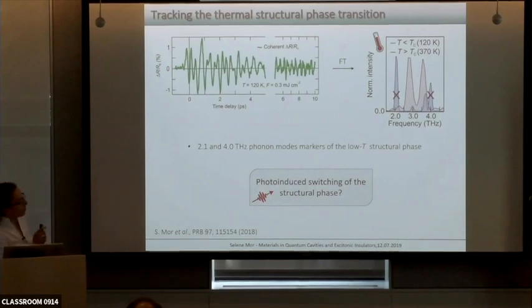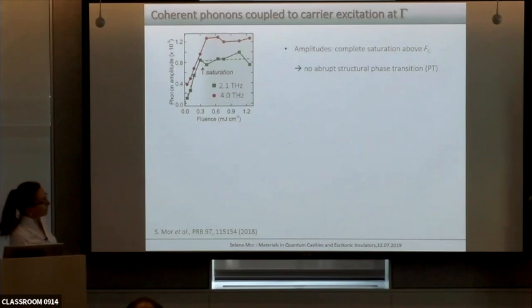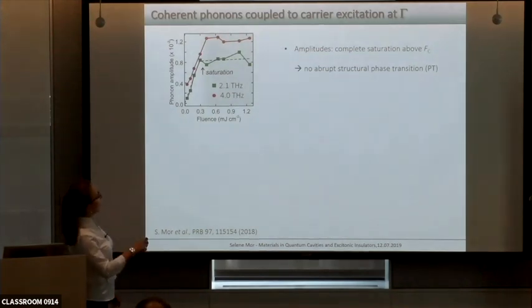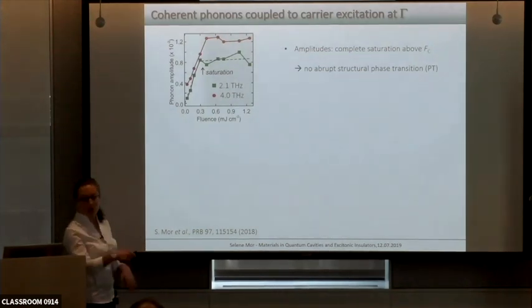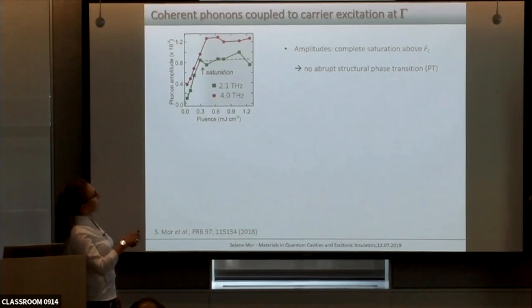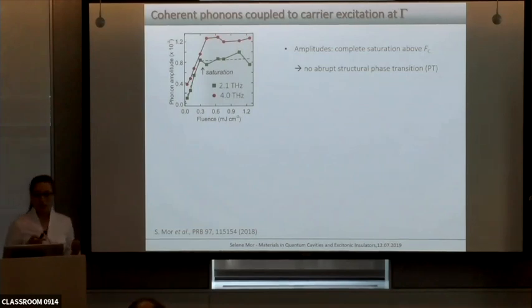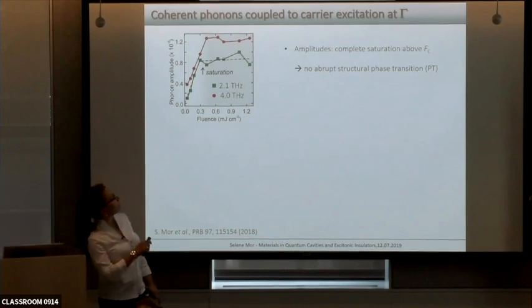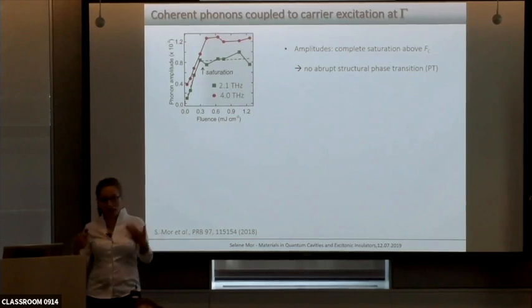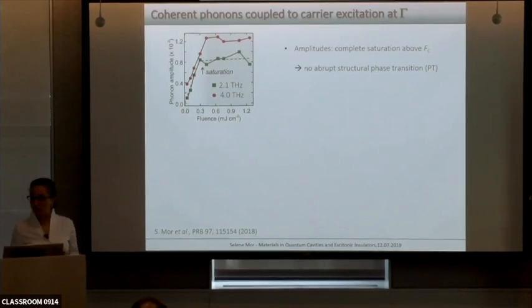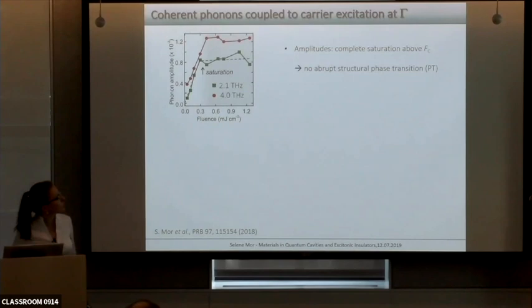Nevertheless, our point in the study is the following. If we look at the initial amplitude of these 2 low temperature phonon modes, we find that they are fluence dependent and they completely saturate above this critical fluence Fc. This means that the coherent excitation of the lattice is caused by a coupling with mainly this transition at the gamma point, which is the one that saturates. Second, this amplitude never goes to 0, so we don't have any instantaneous switch of the phase, which would turn into a 0 amplitude of those phonons.